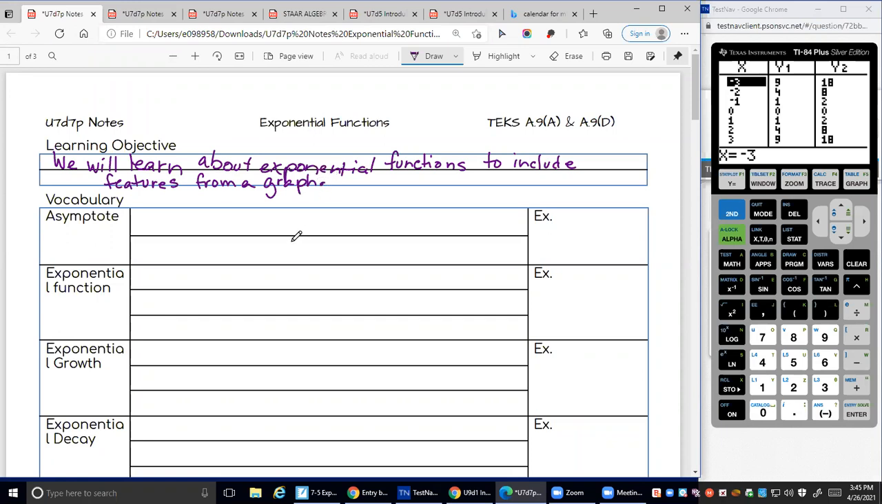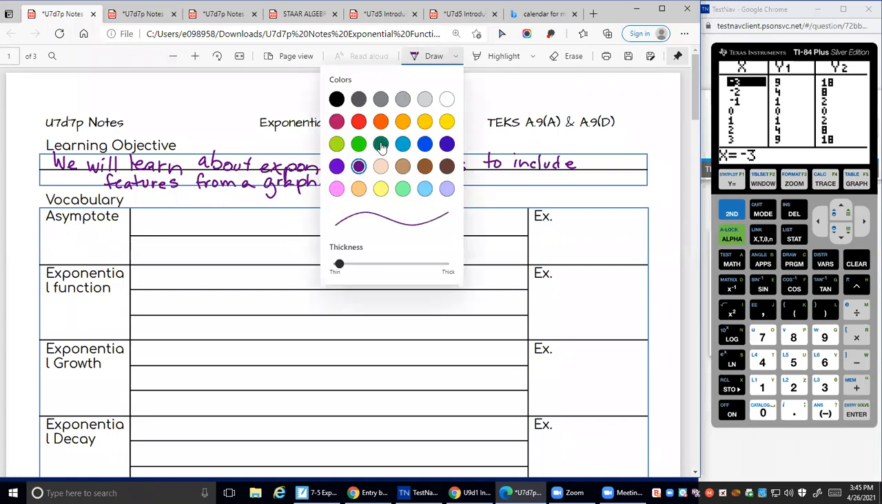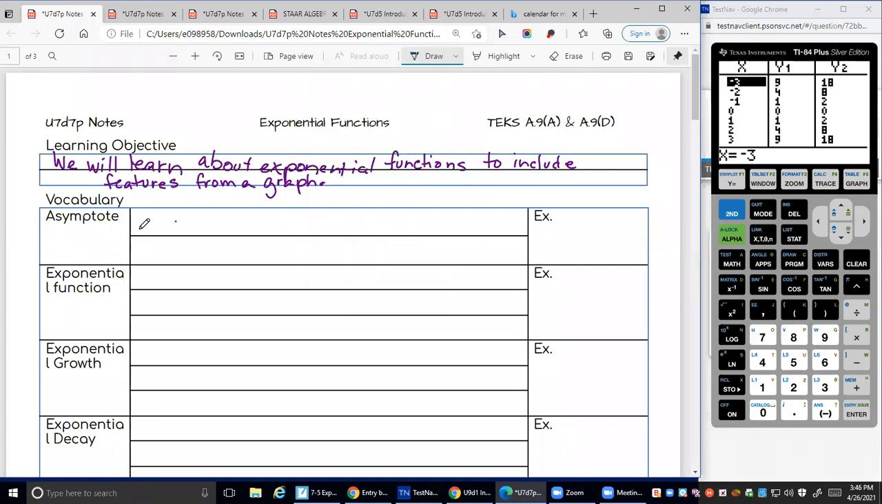All right. Now, asymptote is our first vocabulary term. Okay. This is a line that a graph approaches but never ever touches.